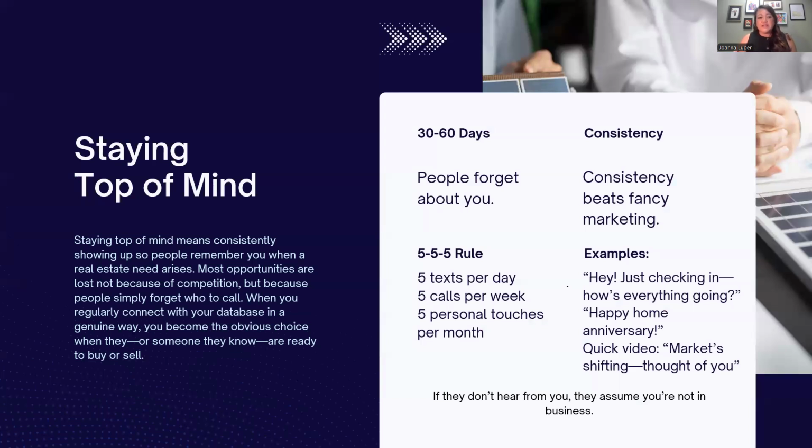So staying top of mind is really important. And this is how you can be consistent. It is the small things that we do in business. It's the small habits that we build every day that we make sure that we're staying top of mind. Because it's not about losing them to competition. It's just that they come to me first because they trust me and they know me. Ideally, in 30 to 60 days, people forget about you.